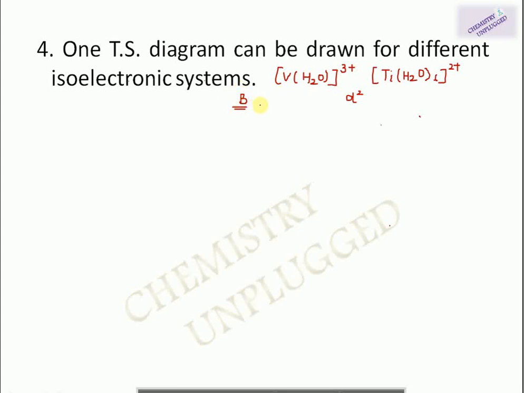B and other Racah parameters like C define the repulsion. C is the measure of repulsion between terms of different multiplicities. B is the measure of repulsion between terms of same multiplicity. C is the measure of repulsion between terms of different multiplicities. Okay.